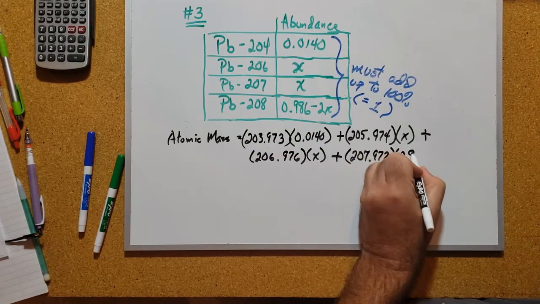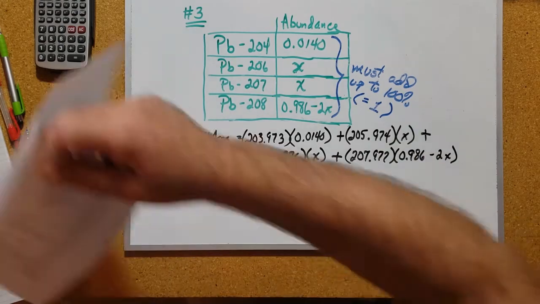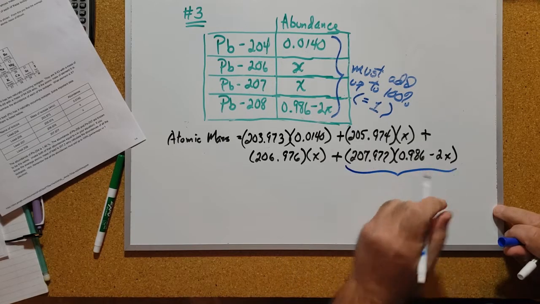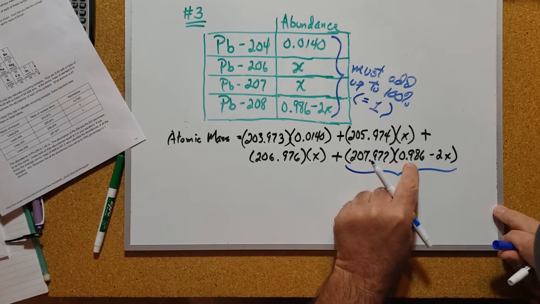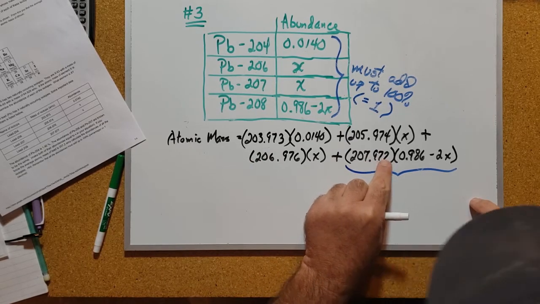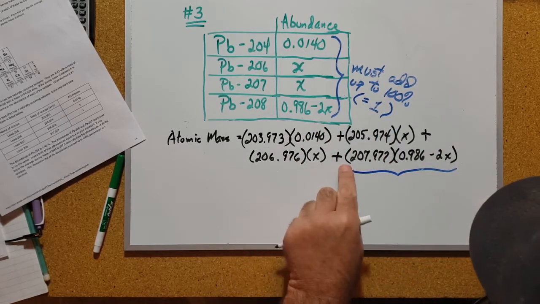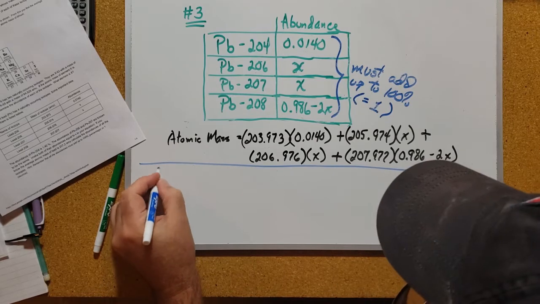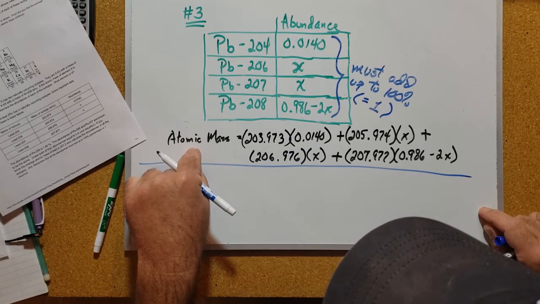This is going to be the hardest term in the equation to deal with. And maybe you could see why. We have to expand this term by doing a distribution. 207.977 multiplied by 0.986. And then we have to multiply the 207.977 times the negative 2x. So we have to distribute that multiplication to expand this term. Okay, so let's keep that in mind. Oh, by the way, we do know the atomic mass. So we could plug in for this too.